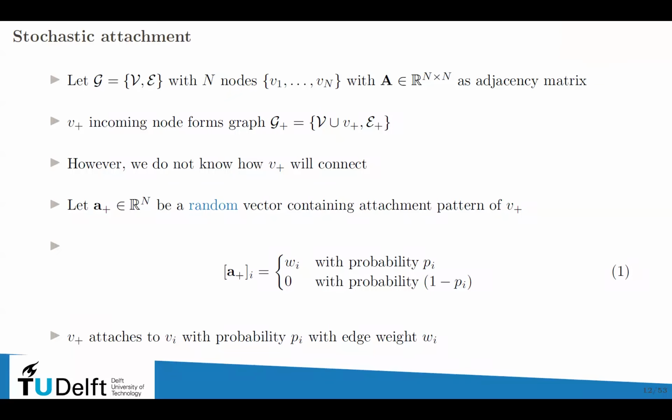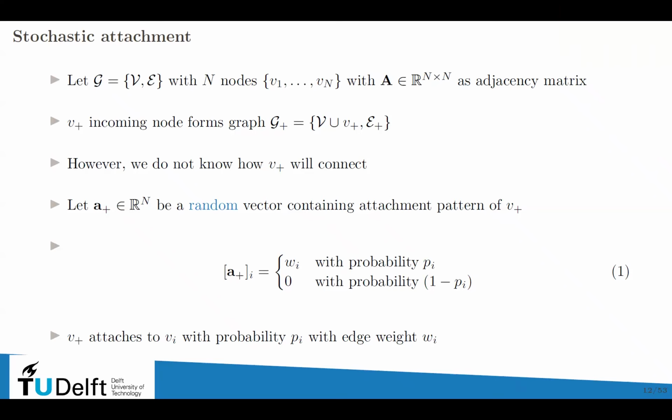So we have V plus, which is this new node, which has joined, but we don't know how it will connect. So how do we model its connectivity? How do we say something about it? What we assume is, okay, let's model its connectivity in a random way.